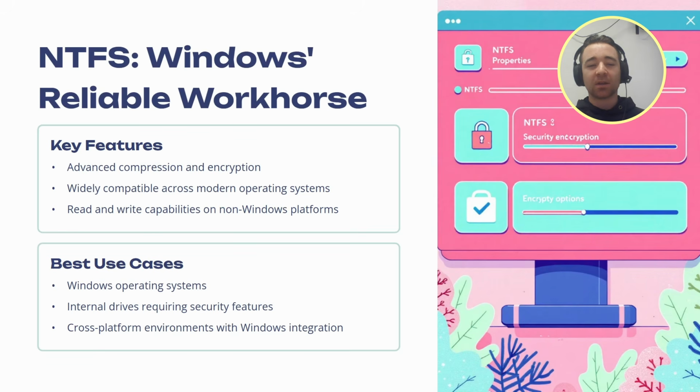Okay. Now, the first file system type is NTFS. This is Windows' reliable workhorse. So NTFS is a Windows file type. The key features of this is it offers advanced compression and encryption. It's widely compatible across modern operating systems. It has read and write capabilities on non-Windows platforms as well. But generally, if you're going to be using this, it's because you're on Windows.